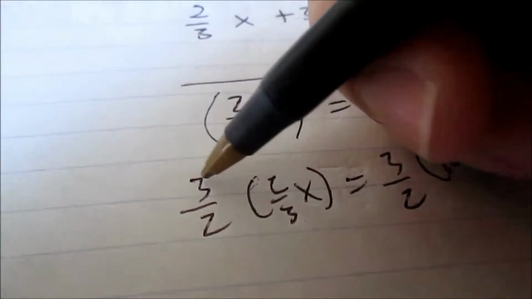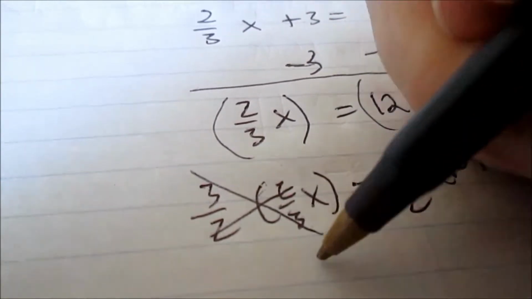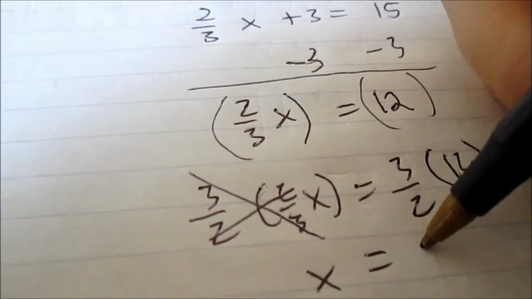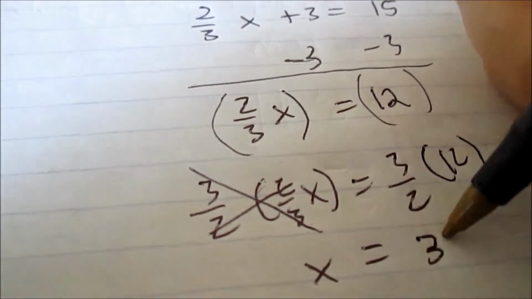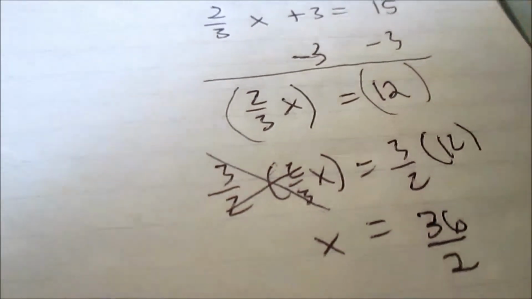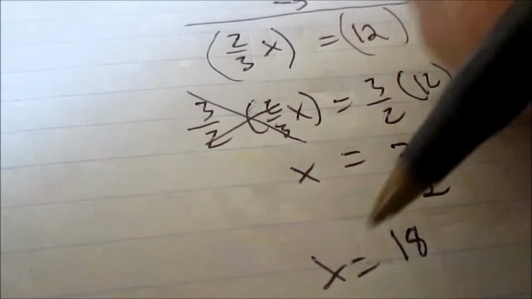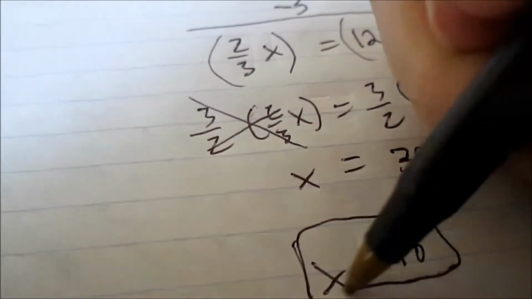Okay, 3 over 2 times 2/3, they cancel, leaving x behind, and 3 over 2 times 12, I do 3 times 12, which is 36, and then I put that over 2. 36 divided by 2 is 18. For fractions, use the reciprocal, which is take the fraction and flip it, then multiply.